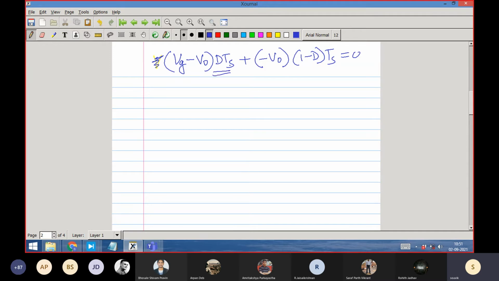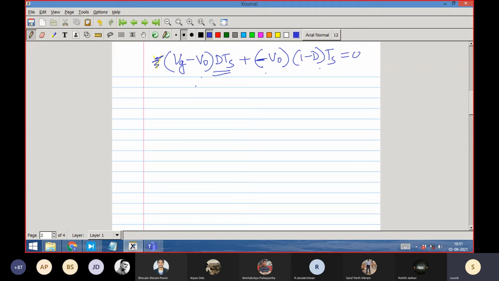So this is the volt second balance. On time voltage into time, plus off time voltage across the inductor into time, must be equal to 0. Don't change the polarity conception of the inductor. That's why this is minus. The plus minus conception we have not changed. That's why it is minus.